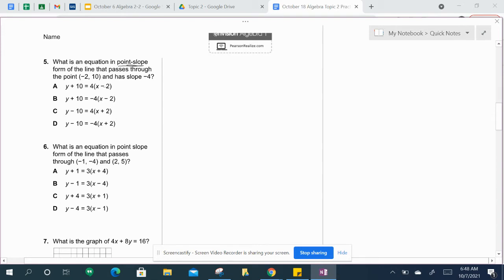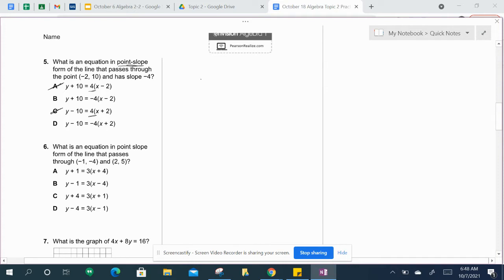Well, the first thing I'm going to do is look and see that choice A does not have a slope of negative 4. It's positive 4. The same is true of choice C. So those two I can eliminate right off the bat. Then I'm going to come down and choose either B or D.